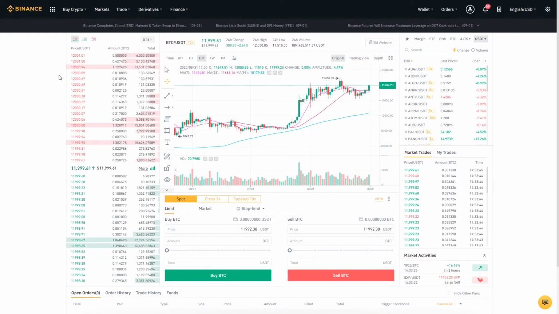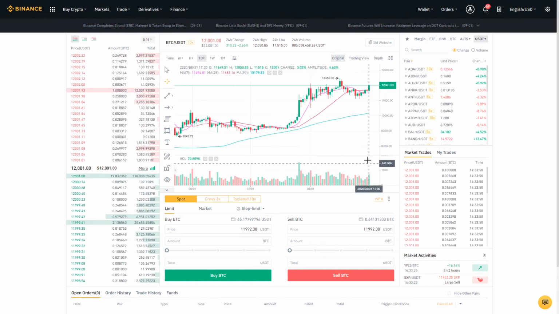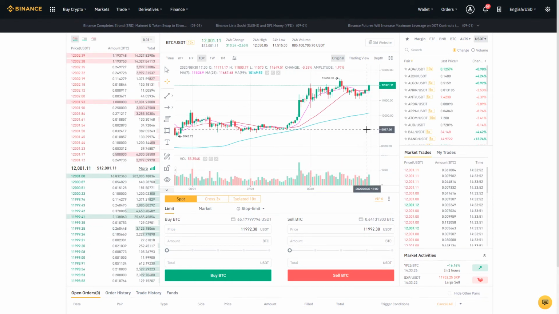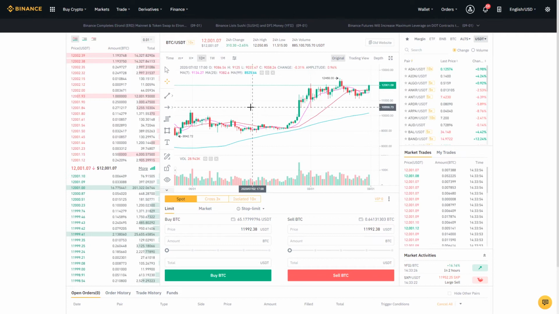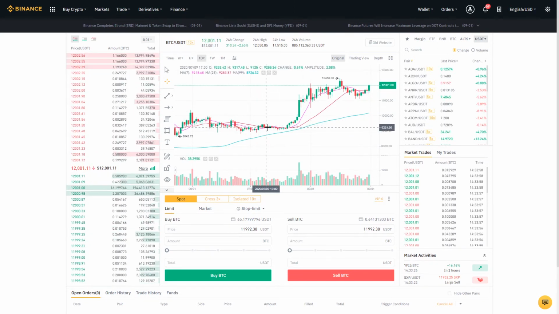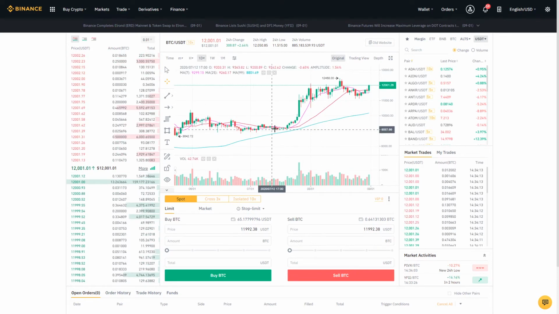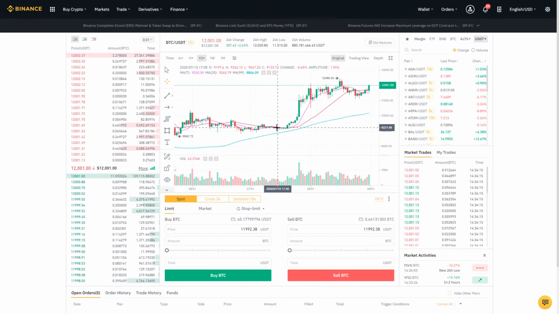Once this page has finished loading up, what we see here is in the middle, we have this price chart. This shows the price of an asset over time. In this case, we're looking at the Bitcoin USDT trading pair. So this is how the price has changed over time. We have other videos that discuss how to read price charts and candlesticks. So if you're interested in that, go ahead and check that out in our channel.